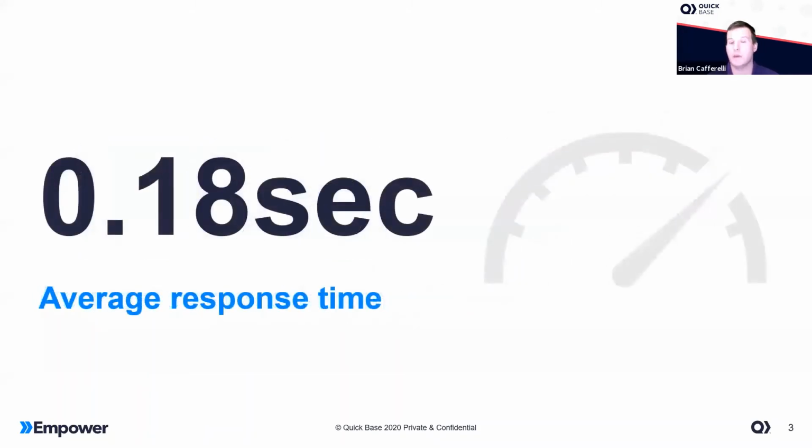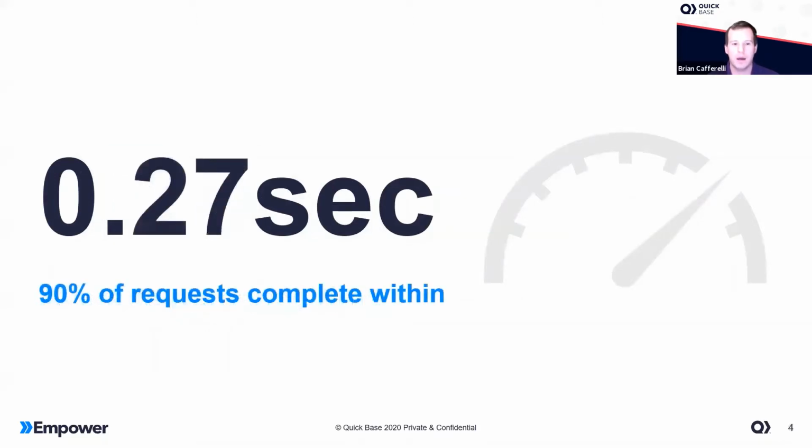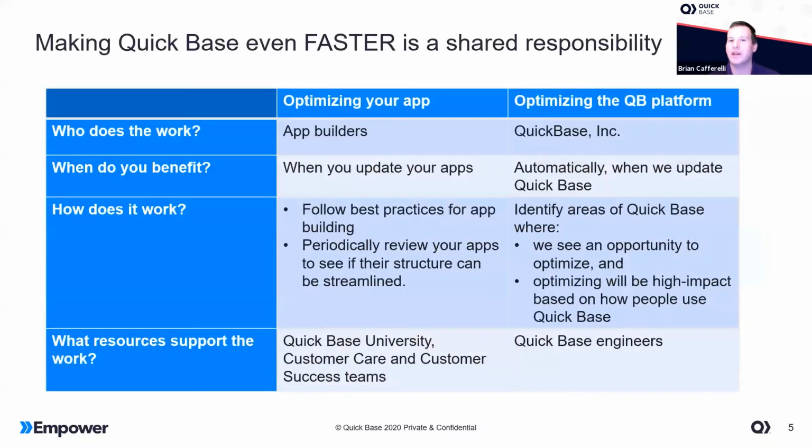And on average, for an action you take in QuickBase, we respond within a small fraction of a second. You can see it's about a fifth of a second on average. And taking that a step further, 90% of requests complete within about a quarter of a second. So it's super fast, but it's really not fast enough for us. It can never be fast enough, right? We can always get better.